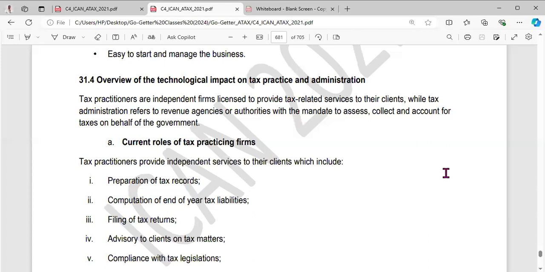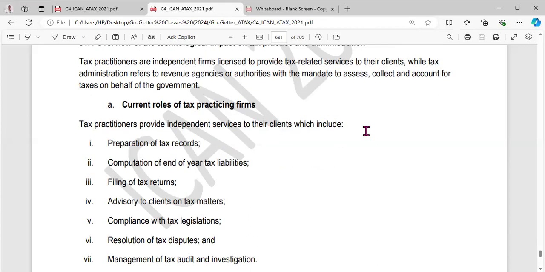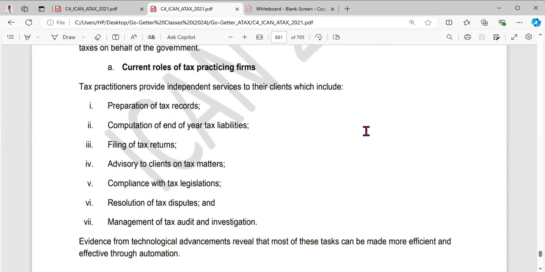For example, the Lagos State Internal Revenue Service. Now, the current role of tax practicing firm. What do tax firms do? They prepare tax record. For example, they prepare income tax record, they prepare VAT record, withholding tax, other tax record.